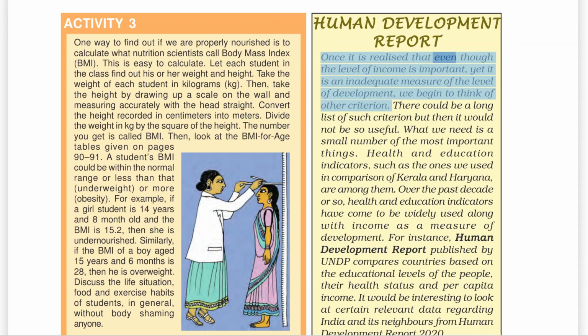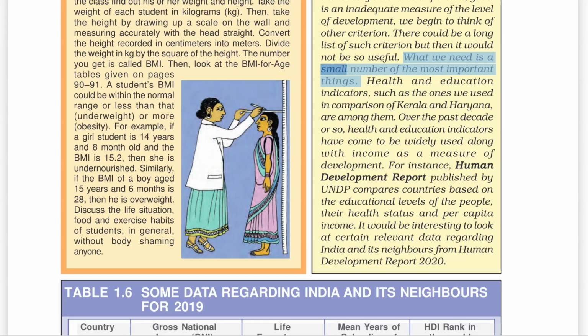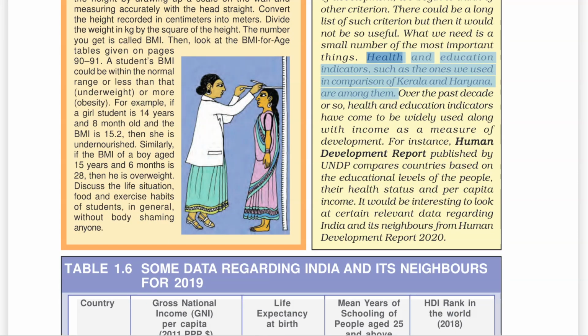Once it is realized that even though the level of income is important, yet it is an inadequate measure of the level of development, we begin to think of other criteria. There could be a long list of such criteria, but then it would not be so useful. What we need is a small number of the most important things. Health and education indicators, such as the ones we used in comparison of Kerala and Haryana, are among them.